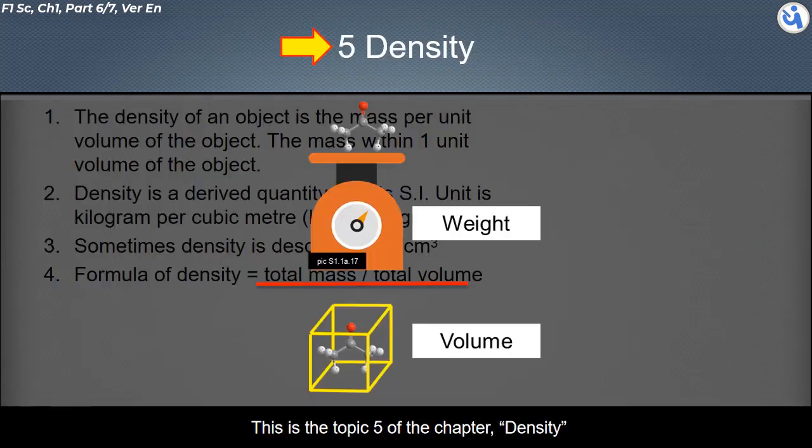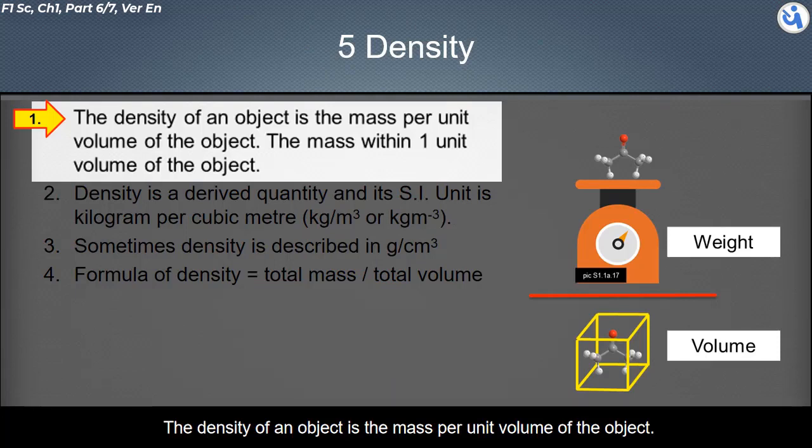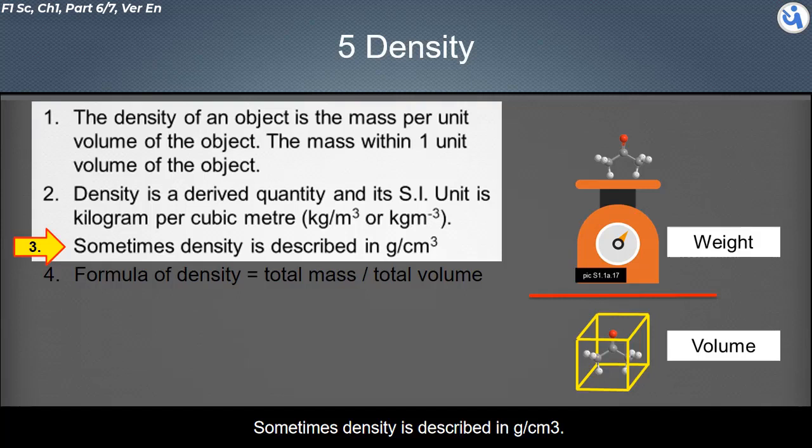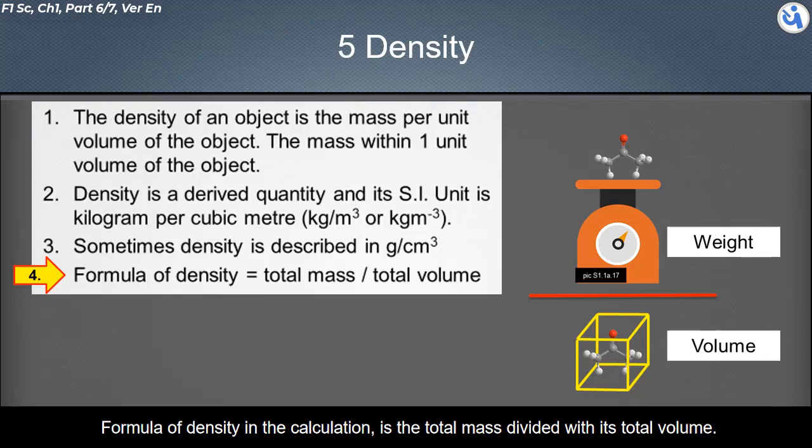This is topic 5 of the chapter, density. The density of an object is the mass per unit volume of the object. In other words, it is the mass within 1 unit volume of the object. Density is a derived quantity, and its SI unit is kilogram per cubic meter. Sometimes density is described in gram per cubic centimeter. The formula of density in calculation is the total mass divided by its total volume.